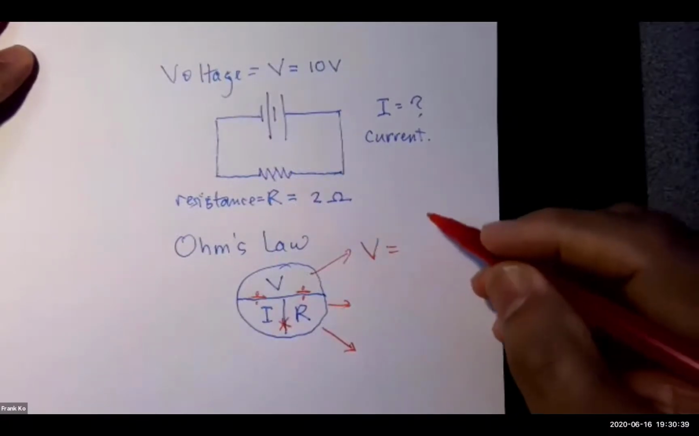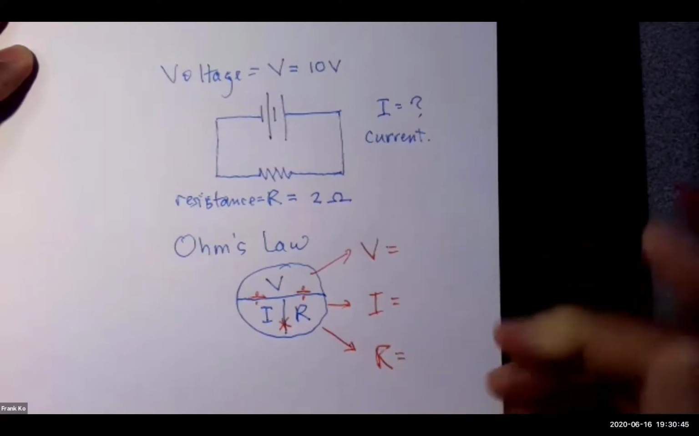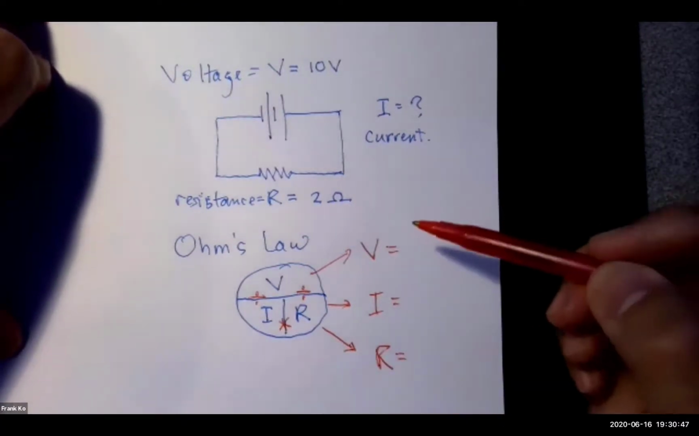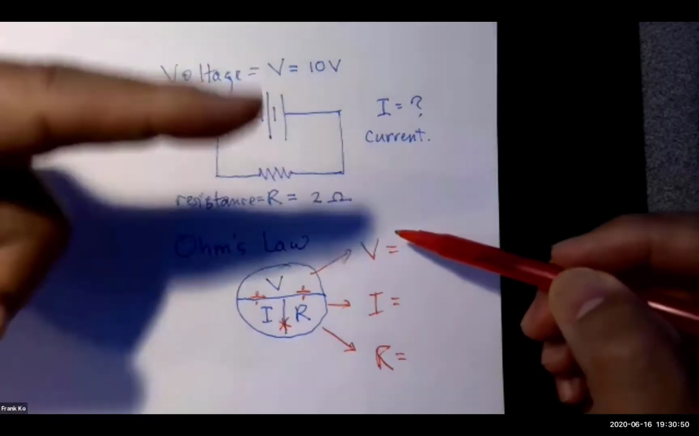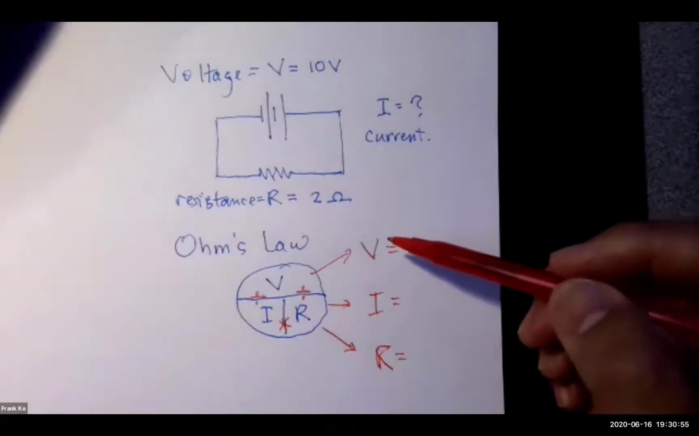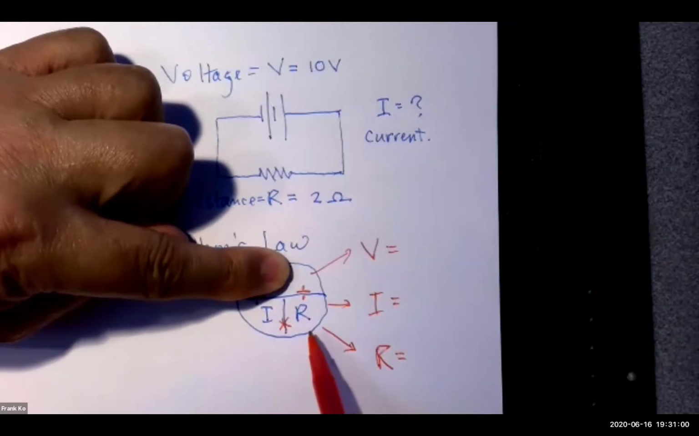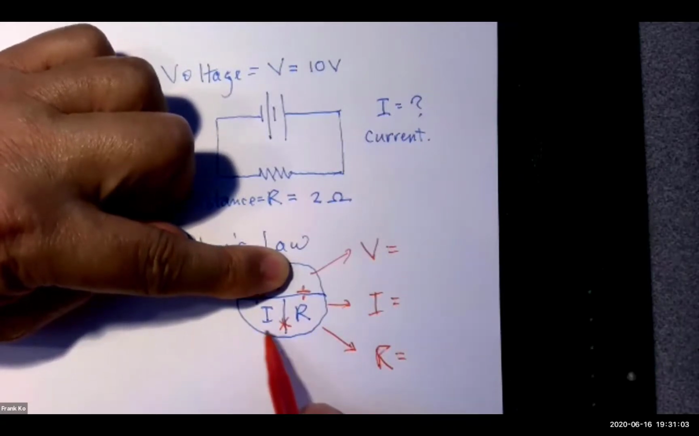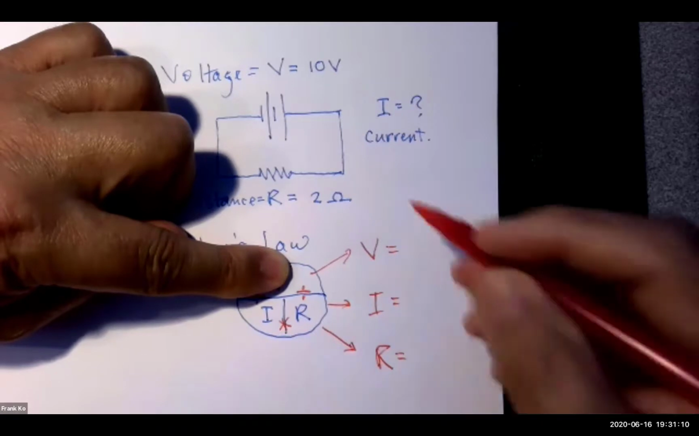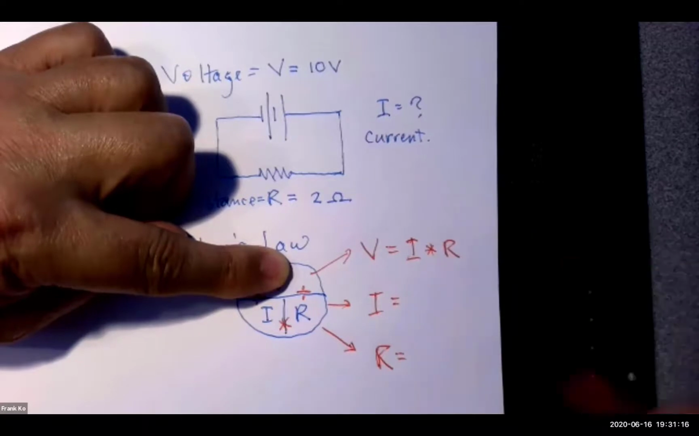All right. So I have a V, and then I have an I, and I have an R. If I want to calculate for V, what I do is take my finger and cover up the V. When I cover up the V, what is left in the relationship between these quantities? I have an I on this side and an R on this side, and the vertical line represents multiplication. So V is equal to I times R.